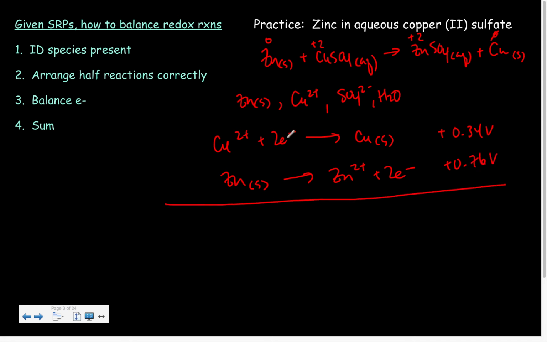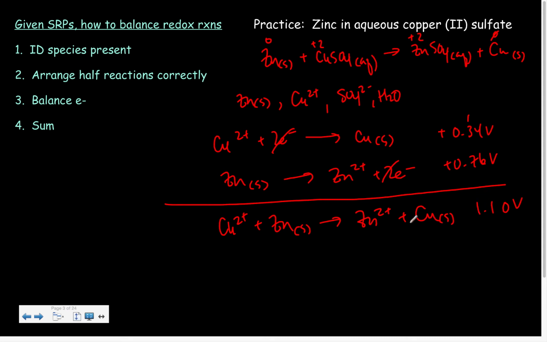So now we have our half reactions arranged correctly. We're going to balance the number of electrons. Turns out that this one has 2, this one has 2, so no scaling is necessary. If these didn't match, then we would have to do some scaling until they both had the same number of electrons. And then we're going to sum this up. So we see that this cancels, and so Cu2+ plus zinc solid gives us Zn2+ plus Cu solid. And then we would sum these up also, and we'd have 1.10 volts as my E value.